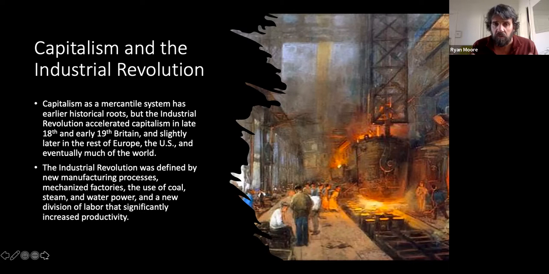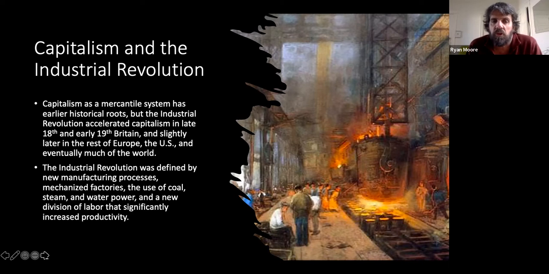But the Industrial Revolution has to be understood as an accelerant of the development of capitalism. Basically, the Industrial Revolution puts the foot on the gas pedal of capitalism and takes things to a whole other level, beginning really in Britain in the late 18th and early 19th centuries. And then, as I said in the previous slide, it really takes root in the rest of Europe and in the United States a little bit later, more into the middle of the 19th century, the mid 1800s.